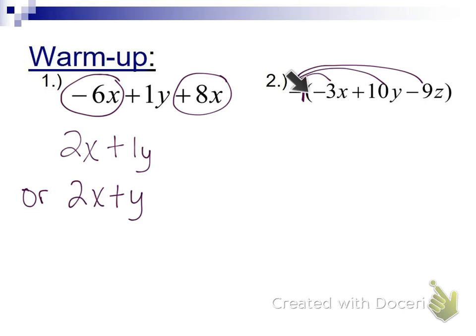So a negative times a negative makes the 3x positive. It makes the 10y negative, so minus 10y. And it makes the 9z positive. So it switches all of the signs. Can I combine anything here? Why not? Okay, no like terms, all different variables. Questions, concerns? Need more time on the warm-ups?